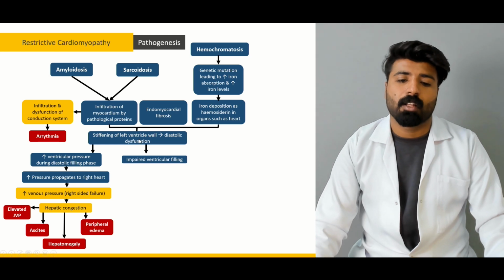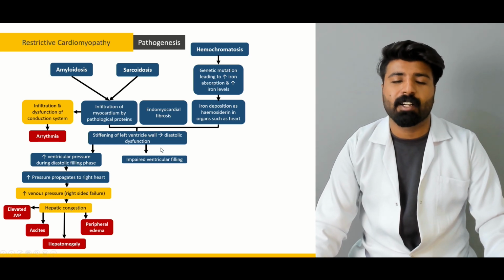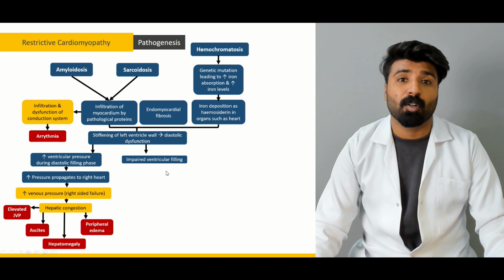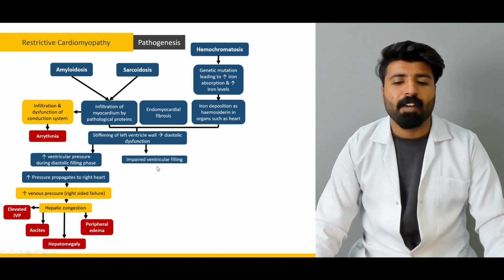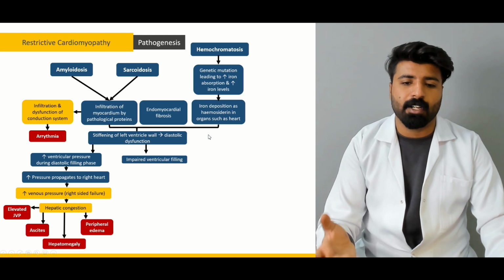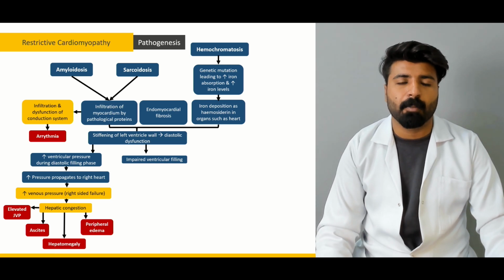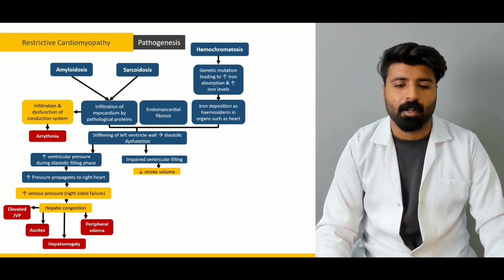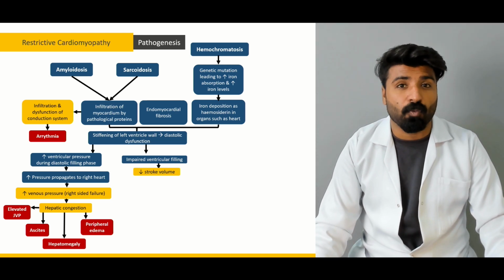Next on, this stiffening of the left ventricular wall and diastolic dysfunction led to all of this. What is the second and basic pathological consequence of it? Impaired ventricular filling will happen. Obviously, when the ventricle is in diastolic dysfunction, it's not taking enough blood in, so impaired ventricular filling will happen. That will lead to decreased stroke volume.